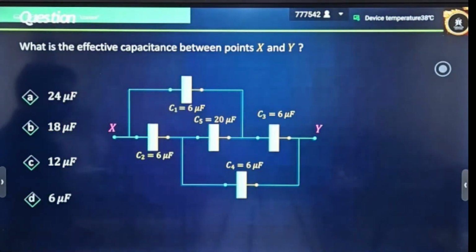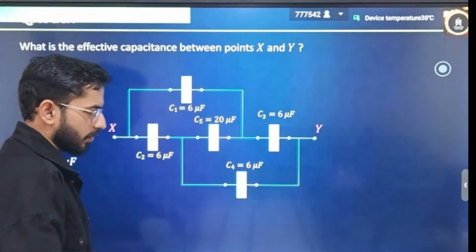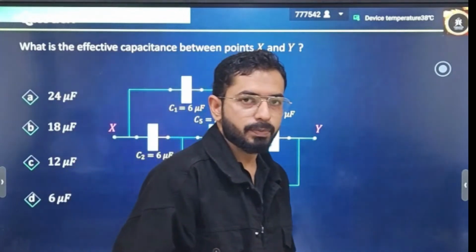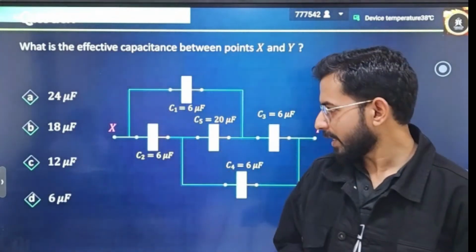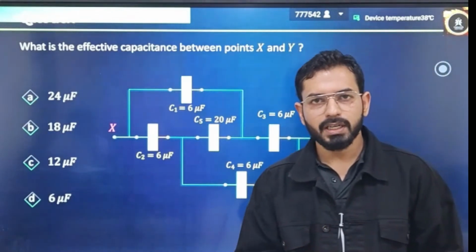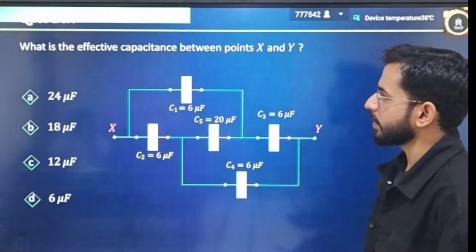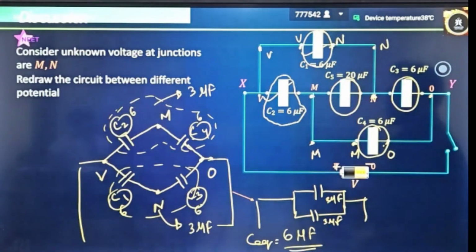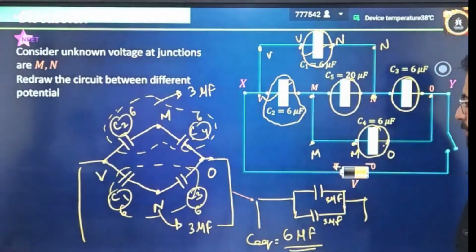Series parallel, you just have to understand. And one more thing you have to understand: when this condition is generated for a balanced Wheatstone, that is the most important. Because the questions will not directly tell you that it is a balanced Wheatstone bridge, you have to generate the condition for the balanced Wheatstone bridge. Finally, the answer is 6 microfarad.